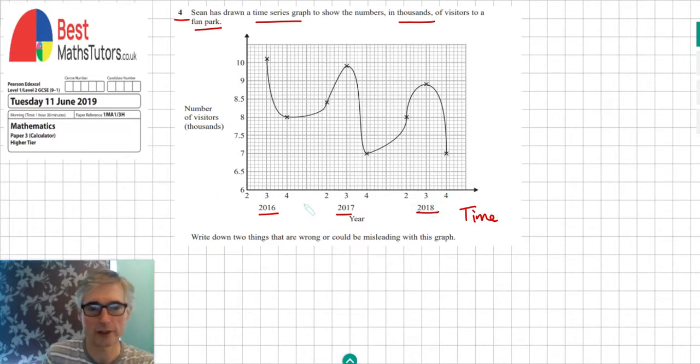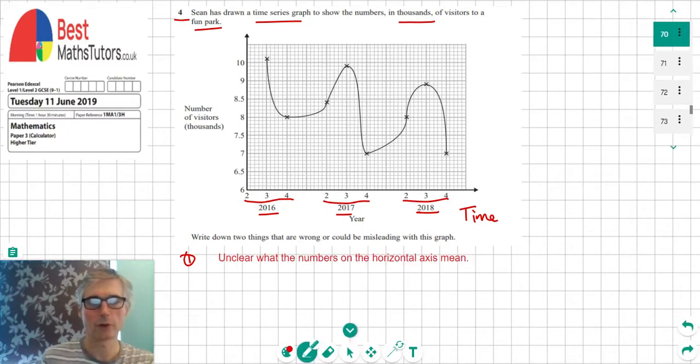However, one of the things that's immediately obvious is we don't really know what these numbers mean. So it's unclear how the horizontal axis is labelled. So that's our first point: it's unclear what the numbers on the horizontal axis mean.